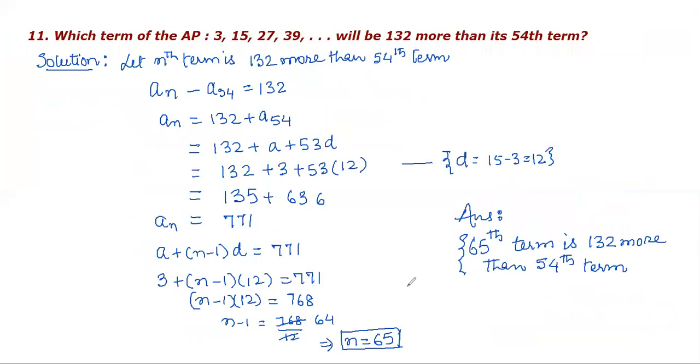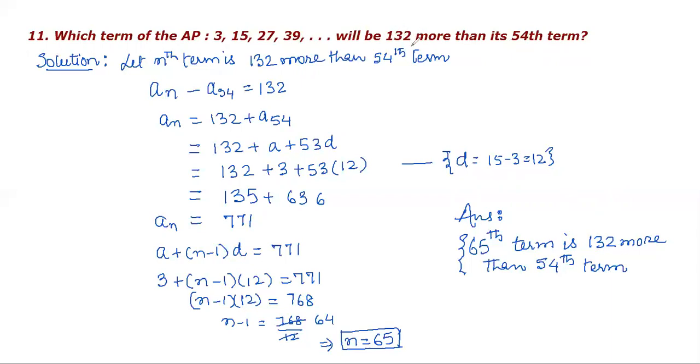Next question is question number 11. In this question, he is asking which term of the AP 3, 15, 27, 39, and so on will be 132 more than its 54th term. Which term will you say, because the question is asked in the form of a term? Which term is 132 more than the 54th term?